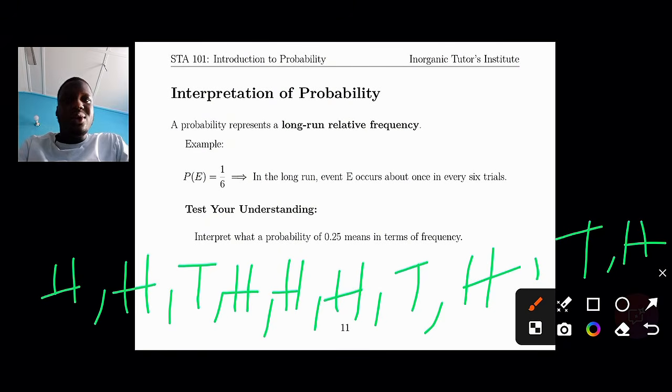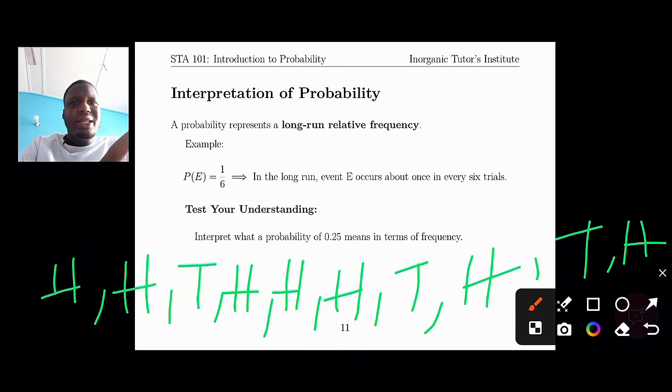Okay, so let's say we toss the coin 10 times, and these are the outcomes. So when we toss, we put the outcome down. Now, looking at what we have here, how many times did head occur? I think 7 times, and tail occurred 3 times.